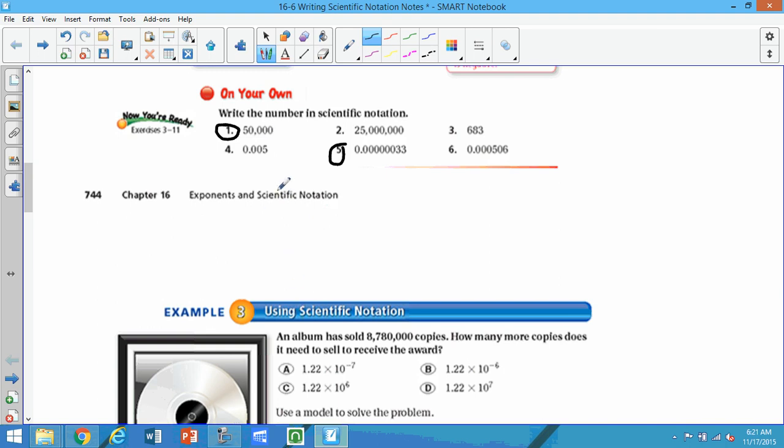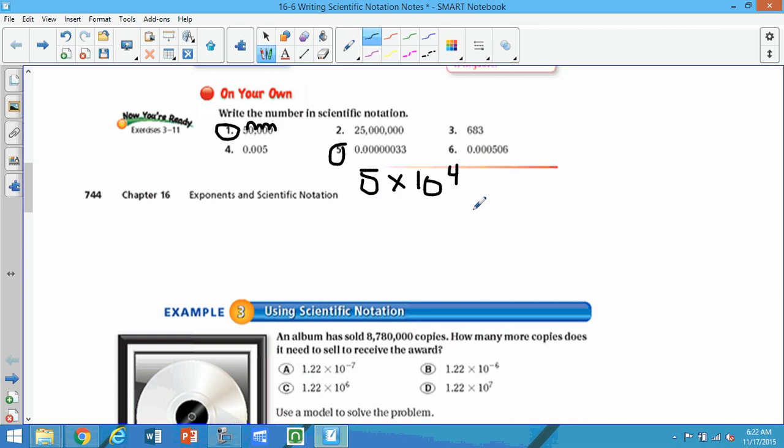Okay, number 1. Number 1 is 50,000, so again, you look for that decimal place, so it becomes 5, and you can put 5.0 if you want, or you can just put 5. It's fine to put either one. All right, so it's 5 times 10. Now you've got to count your spots. So you have 1, 2, 3, 4. So it's 10 to the 4th power. And that's all you do.